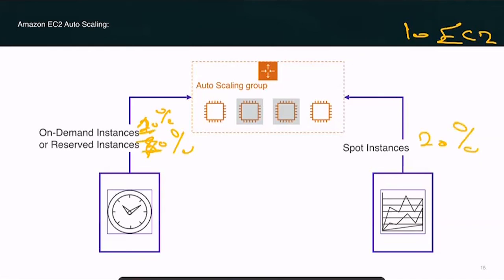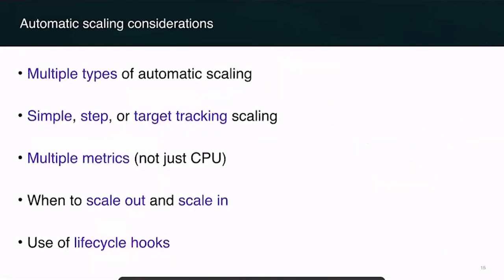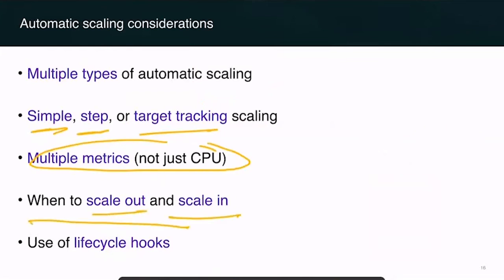A few things to consider when you do auto scaling. You can combine multiple types of automatic scaling and hybrid them together, and look to use simple, step, or target tracking scaling, where you can have multiple metrics instead of having only the CPU, and decide when to scale out and to scale in. And maybe you better use lifecycle hooks with integration of auto scaling with Simple Notification Service or Simple Email Service that can tell you that your instances are scaling up, so you can understand the behavior of your system and you reach a convergence state.